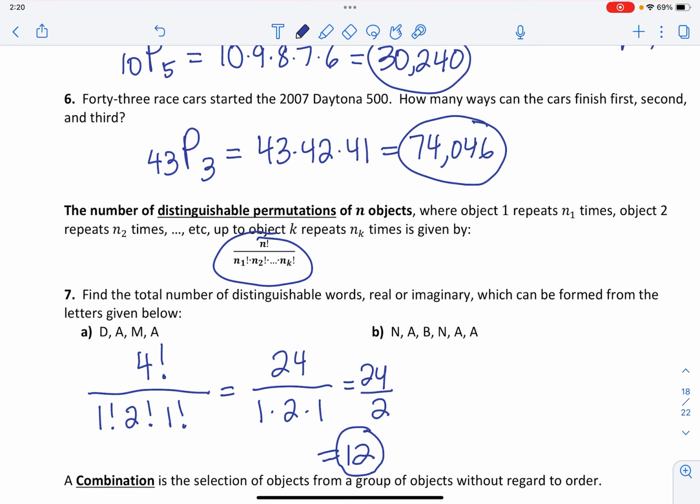So, I mean, that's what that denominator is for. The top, 24, is just the total number of permutations of 4 letters. But some of them are identical. We have to divide that out.